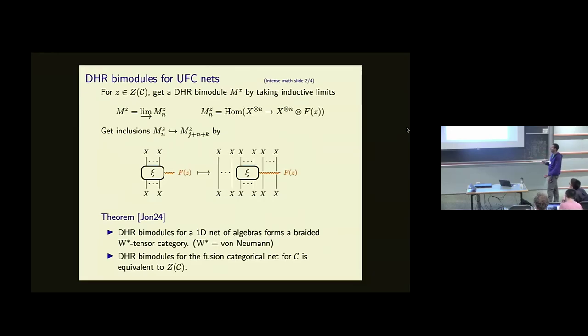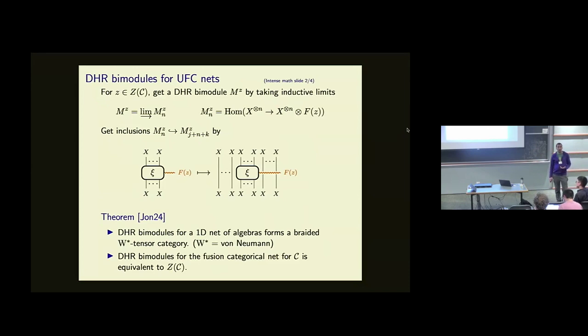So I can build these DHR bimodules from any object in the center, and Corey's theorem from this 24 paper called DHR bimodules and fusion. It's all about DHR bimodules. DHR bimodules for a 1D net of algebras forms a braided W star tensor category. W star here means von Neumann. And the DHR bimodules for the fusion categorical net, it's Z of C.